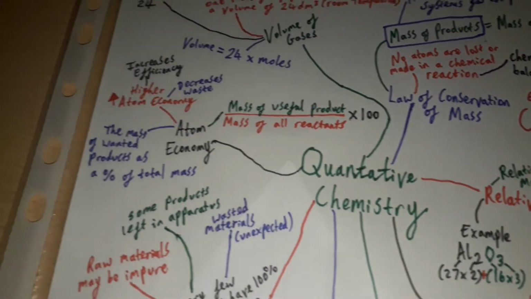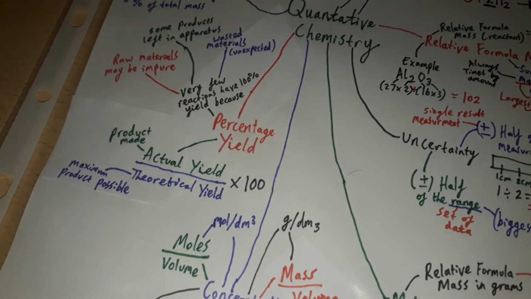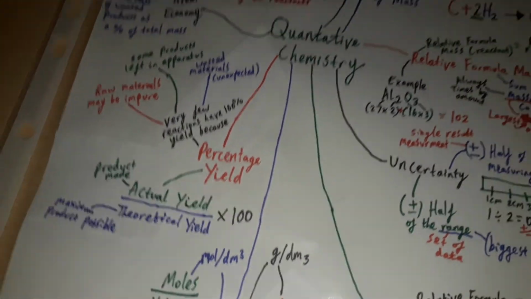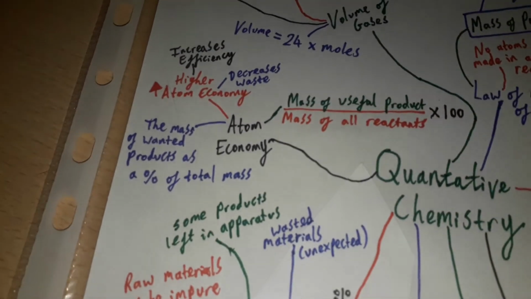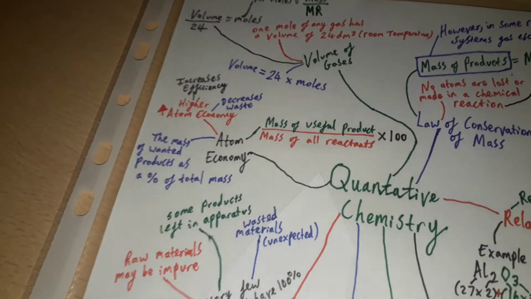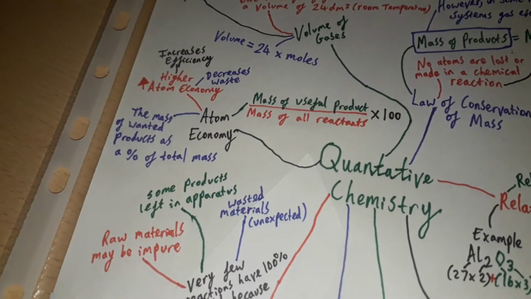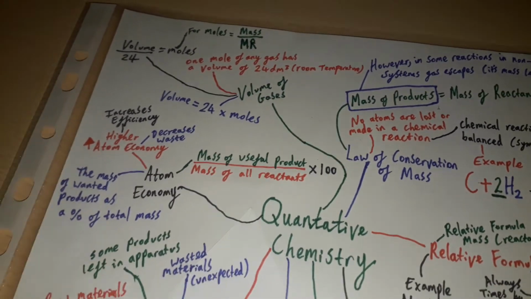So next, let's look at atom economy. Of course, this is times by 100 because it's a percentage. Percentages are always times by 100. Always remember that part. So next, atom economy. The mass of wanted products is a percentage of the total mass. So this is really about finding how much useful stuff we're getting. So the mass of the useful product divided by the mass of all reactants times 100.